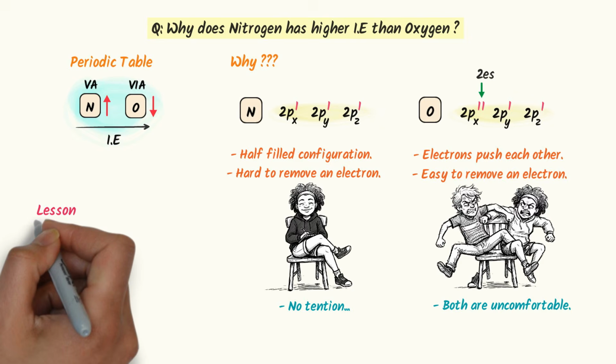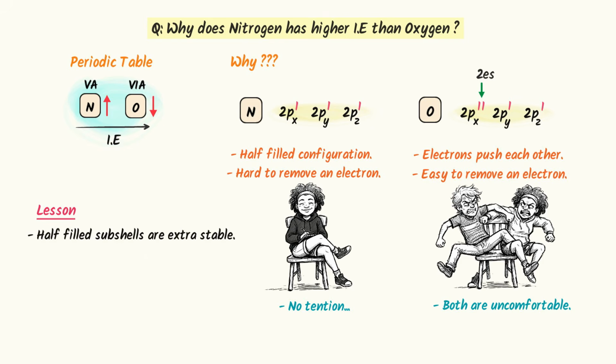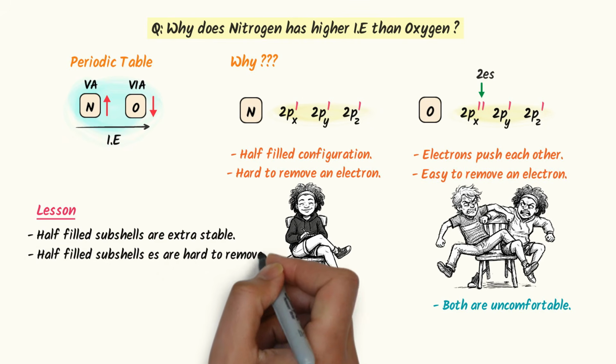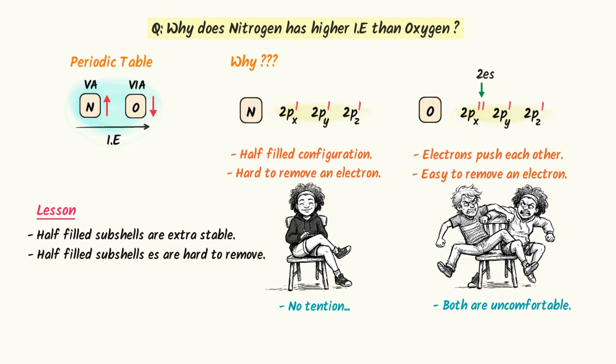Thus, we learn that half-filled subshells are extra stable. The electrons in a half-filled subshell are harder to remove. This is not just true for nitrogen, it is also true for phosphorus. Whenever you see a half-filled p subshell or a half-filled d subshell, expect extra stability. Expect higher ionization energy than the trend suggests. Hence, note down this important question.